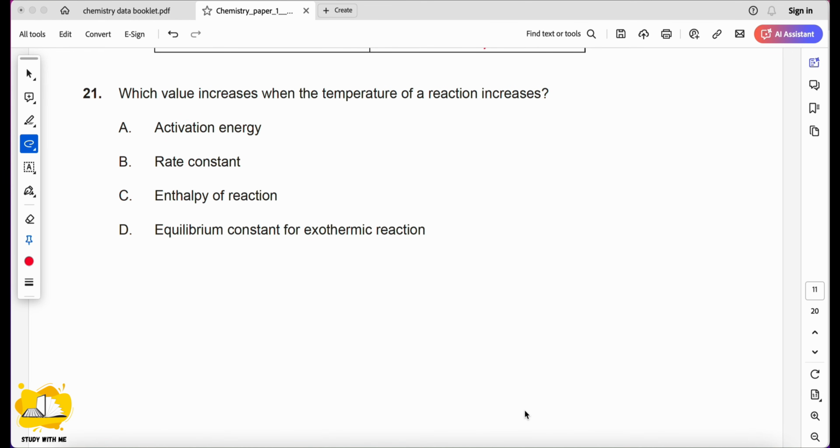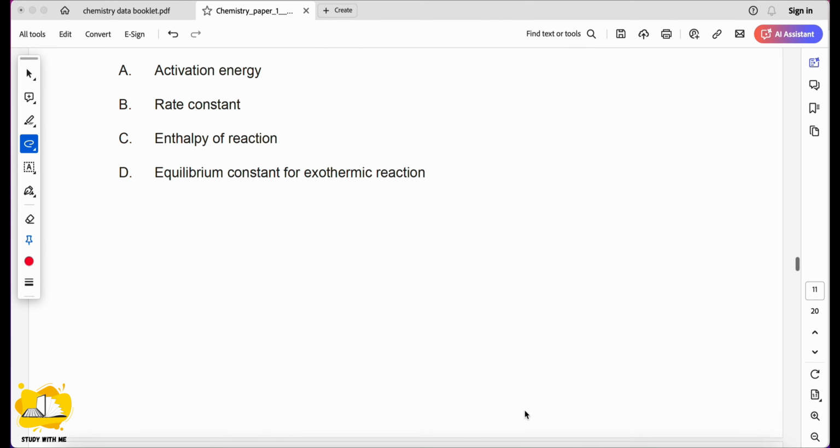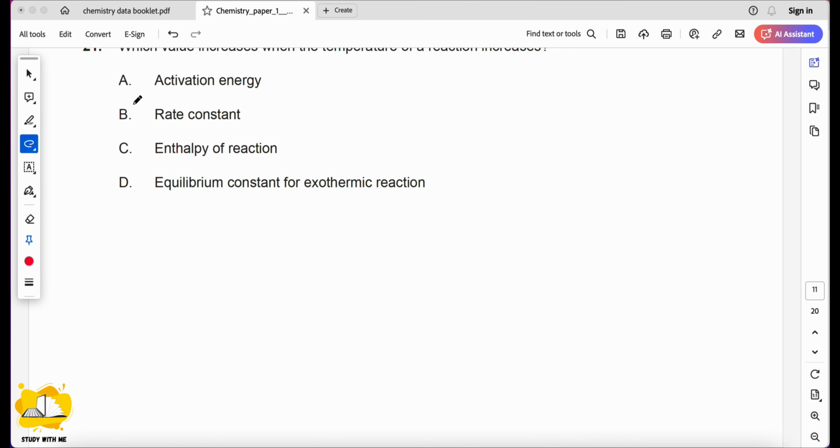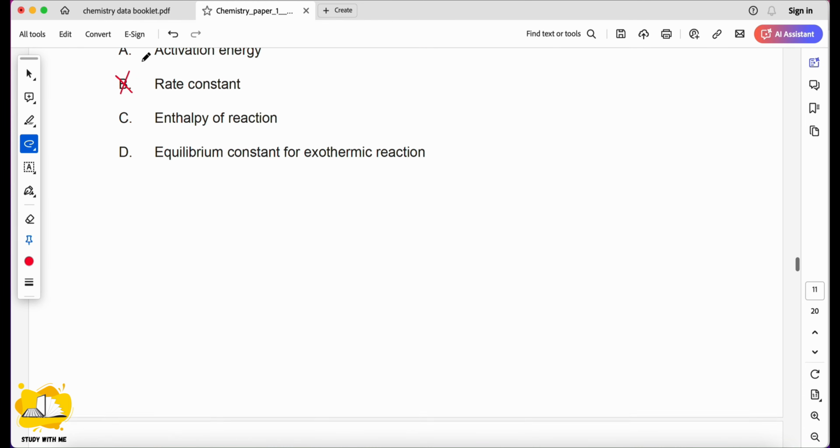Okay, for number 21, which value increases when the temperature of the reaction increases? It is the rate constant, because K as a rate constant is dependent on temperature. As temperature increases, so does K. As temperature decreases, so does K as well. So it's the rate constant.